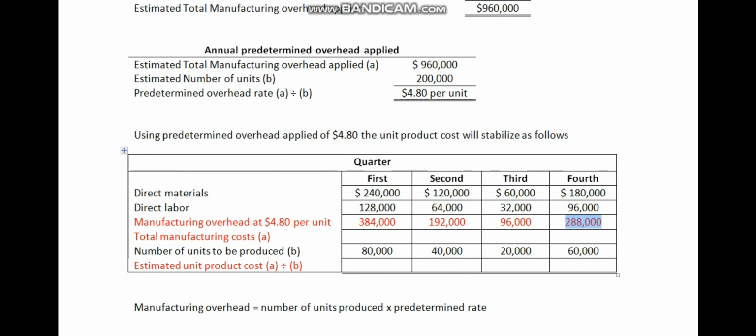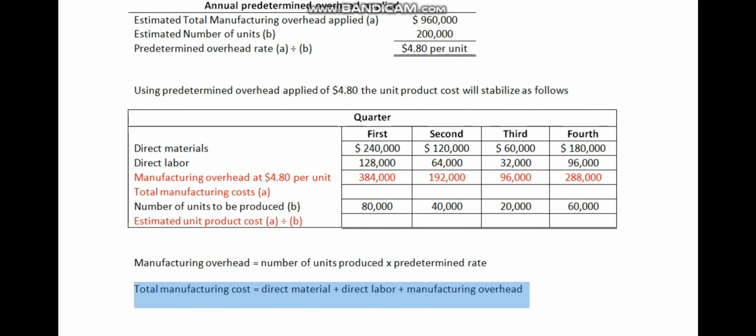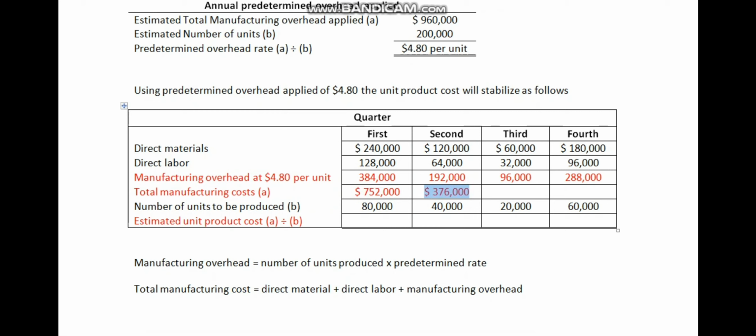I'm just going to add direct materials, direct labor, and manufacturing overhead to get my total manufacturing cost. These three will give me the total manufacturing cost. I'm writing it here for your ease. Total manufacturing cost for the first quarter is $752,000, the second quarter is $376,000, the third quarter is $188,000, and for the fourth it is $564,000.